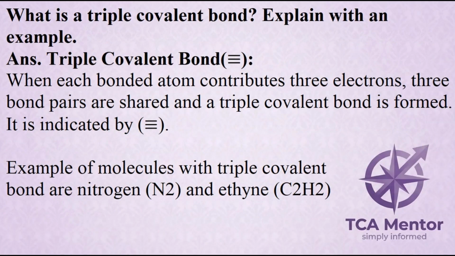What is a triple covalent bond? Explain with an example. Ans. When each bonded atom contributes 3 electrons, 3 bond pairs are shared and a triple covalent bond is formed. It is indicated by three lines. Examples of molecules with triple covalent bond are nitrogen, N2, and ethyne, C2H2.